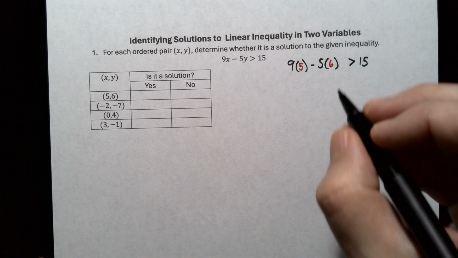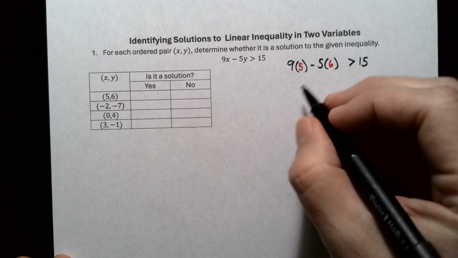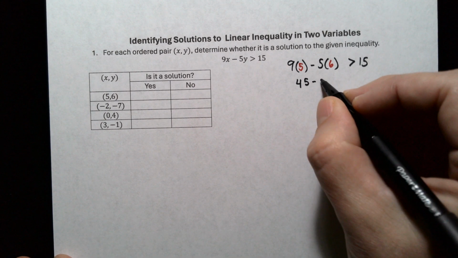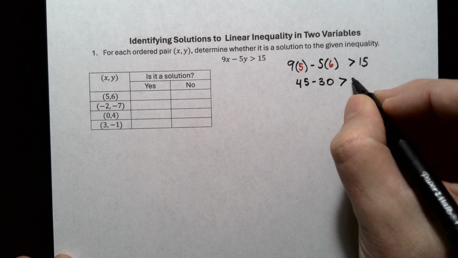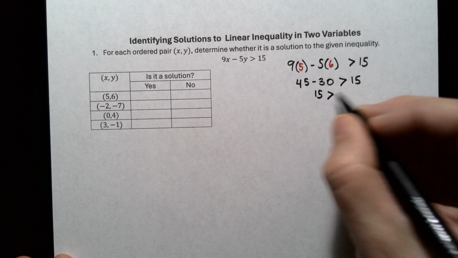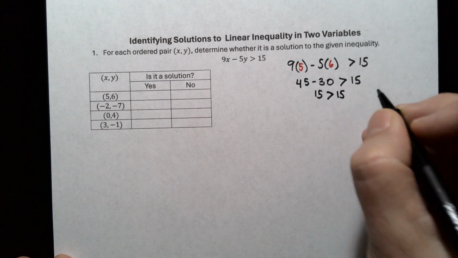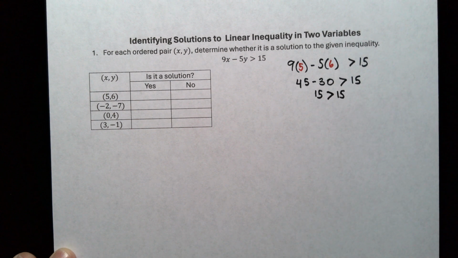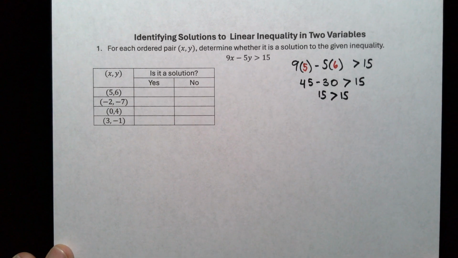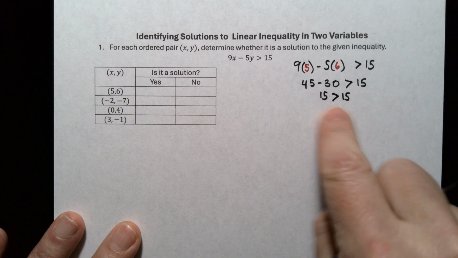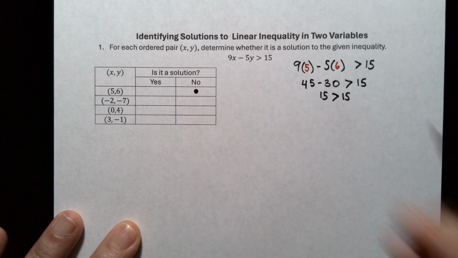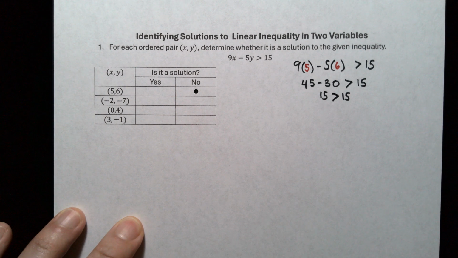So when I multiply these out, 9 times 5 is 45, and 5 times 6 is 30. And 45 minus 30 is 15. So we end up with the inequality 15 is greater than 15. And of course, that's not true. If this was greater than or equal to, then we could say, yeah, that's definitely true. But there's no line underneath, so 15 is not greater than 15. So this is no. Okay, let's try the next one.